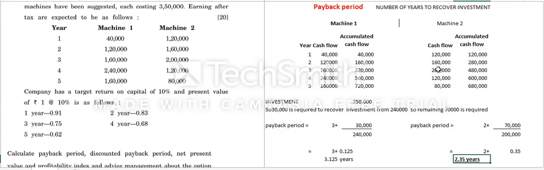Now in payback period, we'll always consider the number which is less. I mean, the company should always consider that machine or that project from which it is able to recover the investment at the earliest. So here in machine 2 it is taking 2.35 years, whereas in machine 1 it is taking more number of years. So hence machine 2 is more beneficial, more profitable, because they are able to recover the initial investment faster than machine 1.